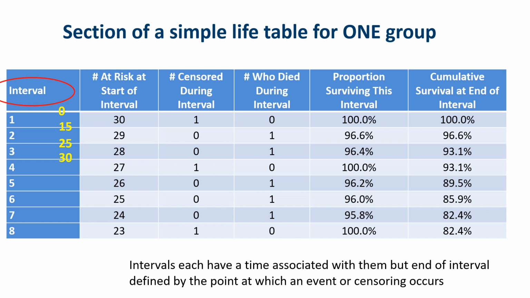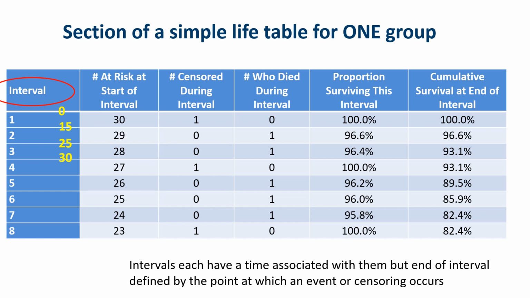Right, so let's go on to the next interval. That starts at the end of the second interval, which was 25 days, and ends at 30 days, because at 30 days, again, you can see from this interval, somebody dies again. So you have 28 at risk at the start of this interval, because remember, somebody died in the previous interval, so there's now only 28 remaining at risk. Nobody was censored, but one died. So out of the 28, 27 out of the 28 survived, which is 96.4%.